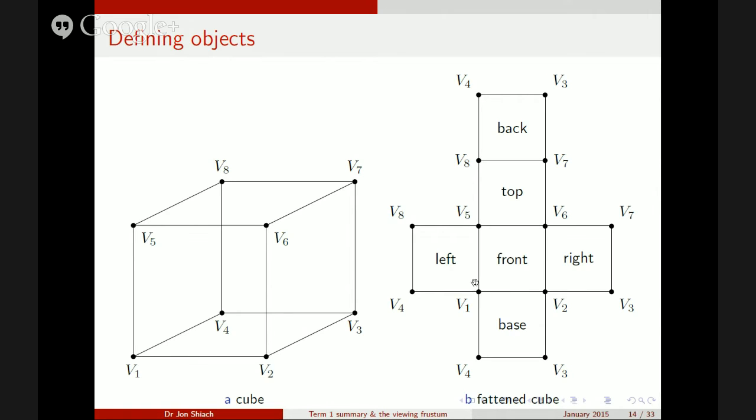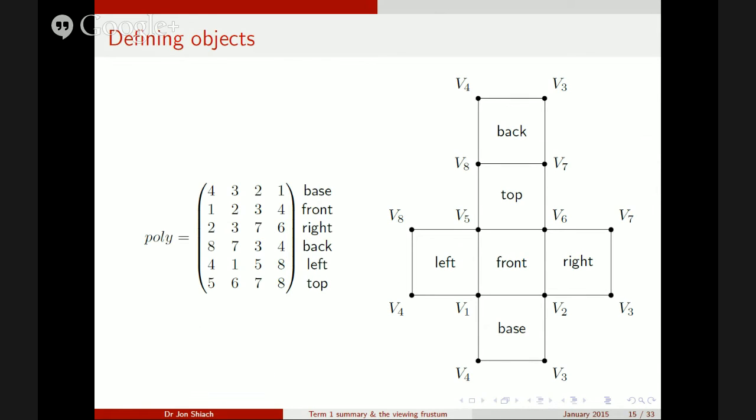There's no point in defining V1 multiple times in our vertex array. So we define it once, and then we say the base is defined by vertices 4, 3, 2, 1. The front is defined by vertices 1, 2, 6, 5, and the left is 4, 1, 5, 8, etc. Notice I'm going anti-clockwise, so the normals will be pointing outwards.